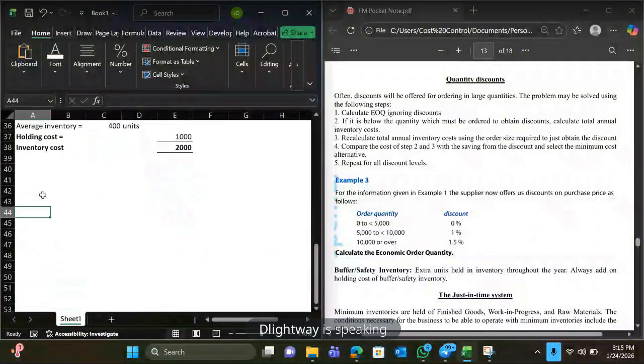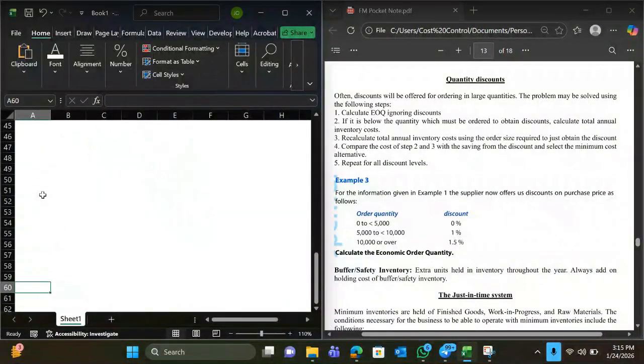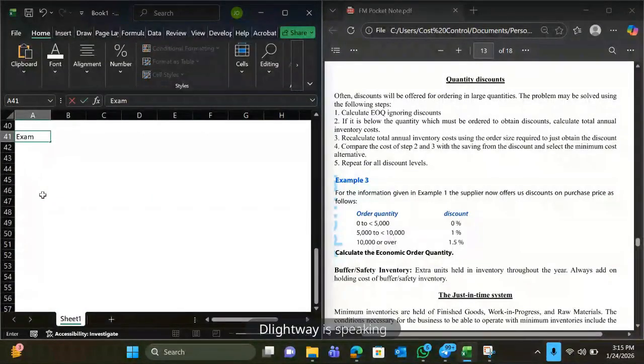So we are looking at example 3. For example 3, let me just put it, this quantity discount.